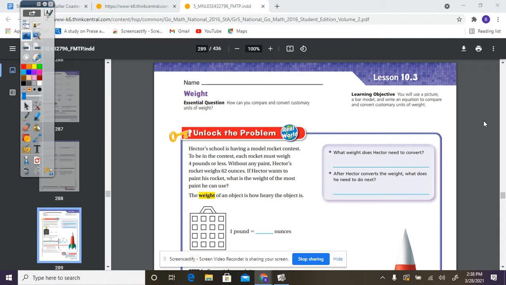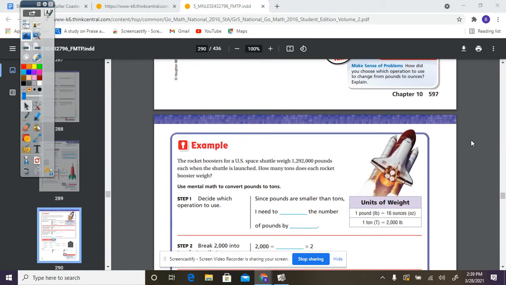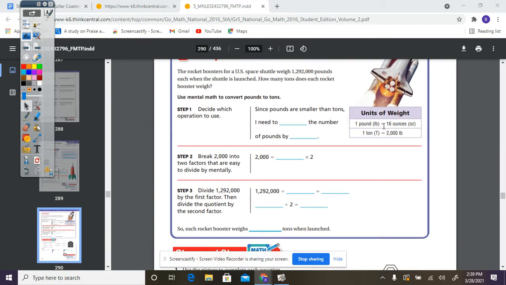With page 601 and 602. So during this section, we're talking about weight. So how much an object weighs, customary weight. This is something you might be a little more familiar with. I'm going to scroll down. I'm on page 598. So this is the chart that you need to look at this time.